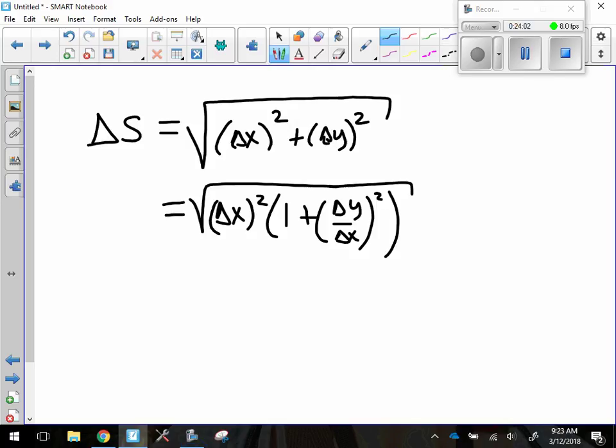I have one delta x here. I don't have any delta x's there, so I have to divide by it so that when I distribute, I get that back. Right? Delta x squared times 1 gives me delta x squared. Delta x squared times delta y squared over delta x squared. The delta x squares cancel, and I have delta y squared. Because I've squared the whole thing. Okay?